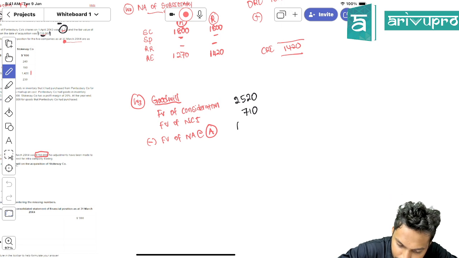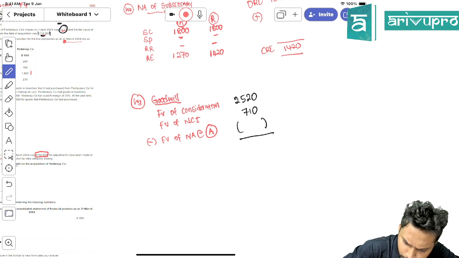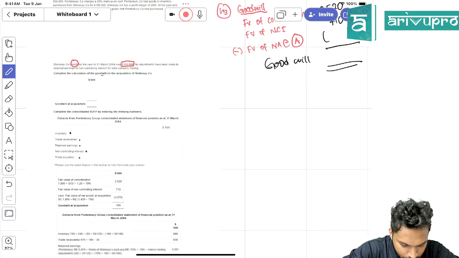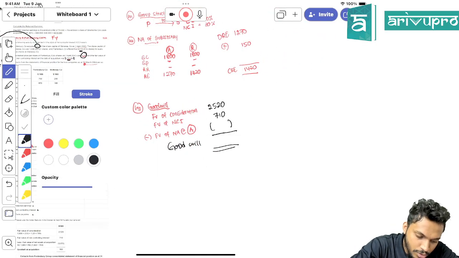Fair value of net assets at acquisition, let's calculate it. We need to calculate it. Yet we didn't do it. Leave it there. We'll come back. And then you will arrive at your goodwill. The question is asking for the non-controlling interest as well. So I need to do the working.